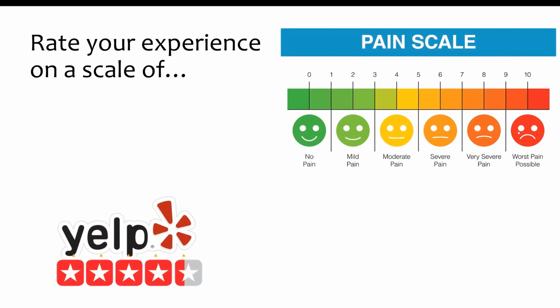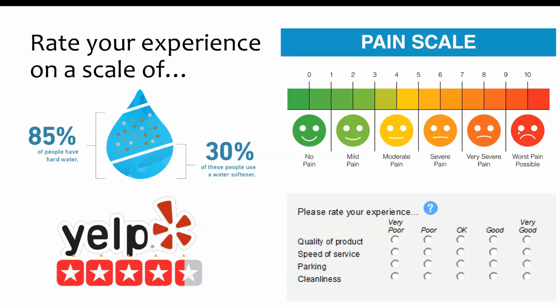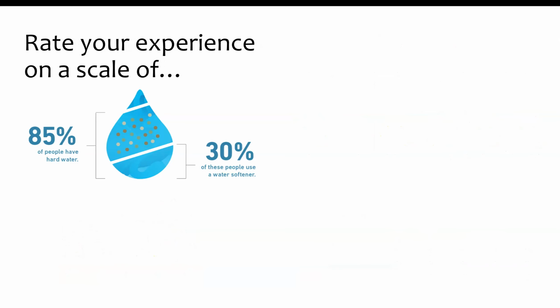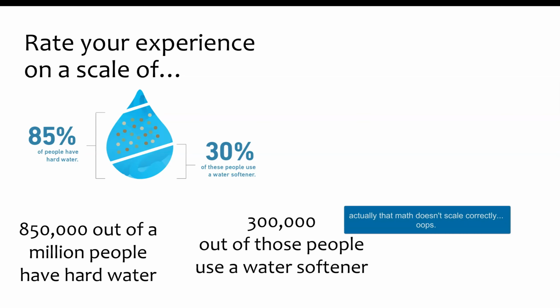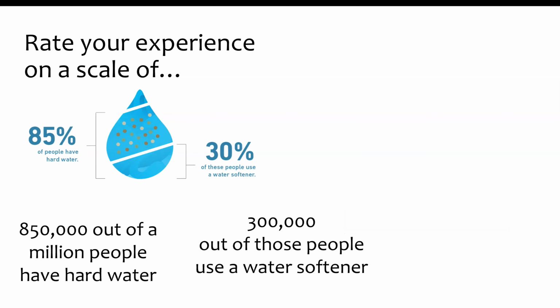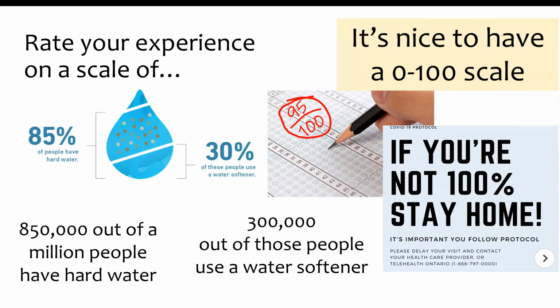So just to use our intuition here, the way that we normally scale things is with pretty small numbers. 5 stars, a scale from 1 to 10, a rating scale with 5 different units, or we use percentages, right? So things out of 100. That's about as high as we normally go. So we like scales out of 100, and if we use the scale out of 1 million, we'd say like 850,000 people out of 1 million have hard water, and 300,000 of those people use a water softener. It's obviously easier just to say 85% and 30%. So it's nice to have a 1 to 100 scale. We use this in colloquial language, we use this for grading exams.